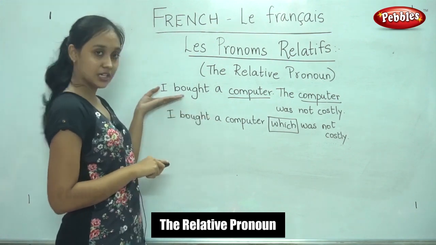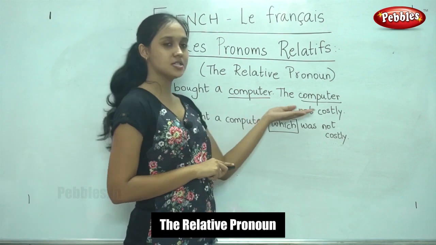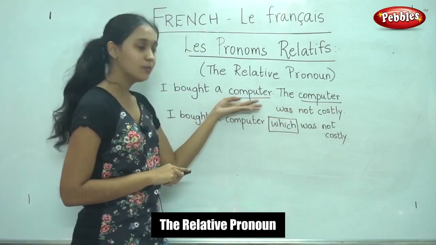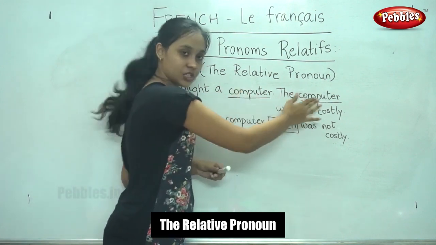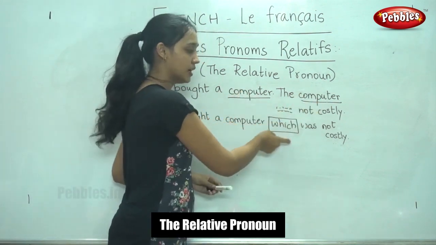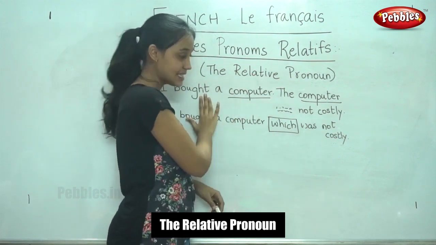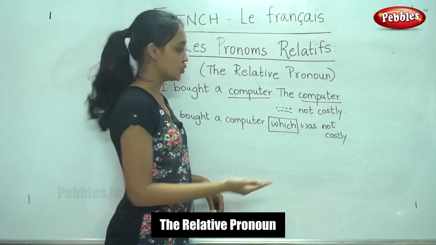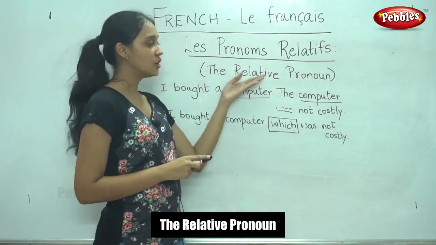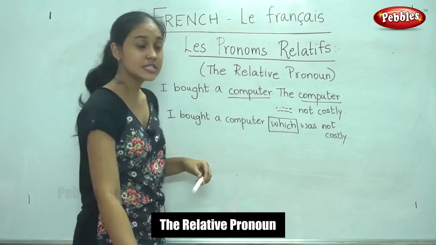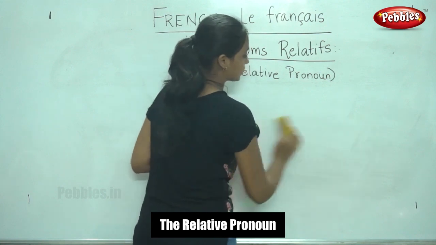Okay, so here we have, I bought a computer. The computer was not costly. The same word is repeated again. To avoid this repetition, we use the word which. It relates these two sentences without having to use the same word again. So this word here is the relative pronoun. So similarly in French, we have relative pronouns.